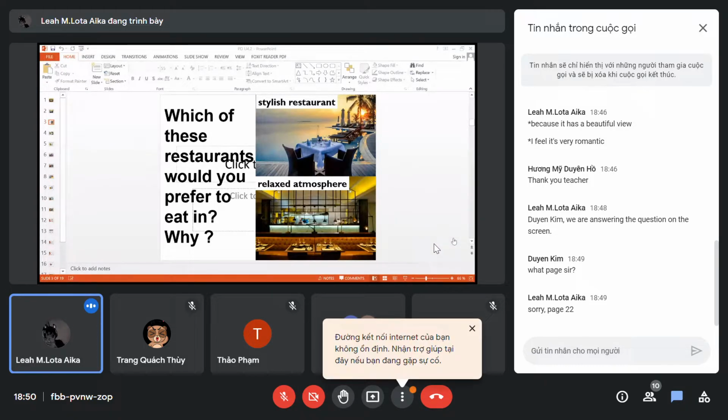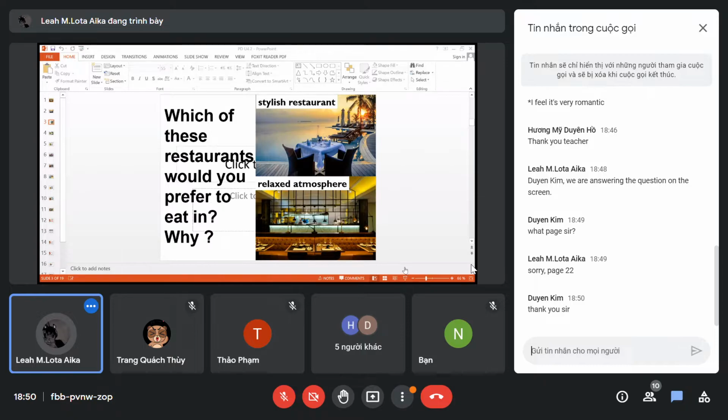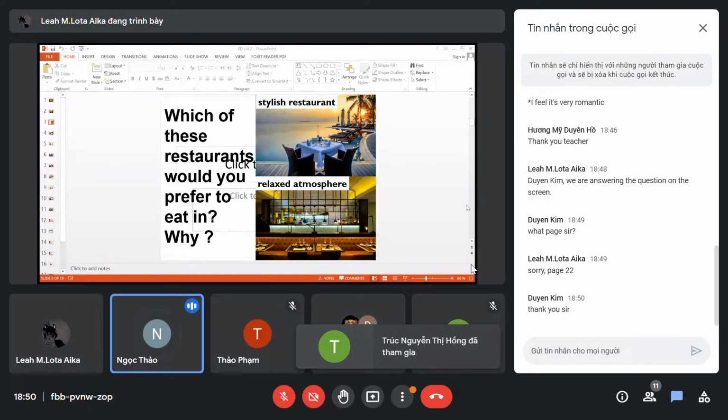Next one is from Ngaup Tao. Okay. I prefer to eat in a relaxed atmosphere, because it has a beautiful view. It also has a lot of place for people when they go there with a lot of friends. The food and show are excellent. I feel comfortable and satisfied.